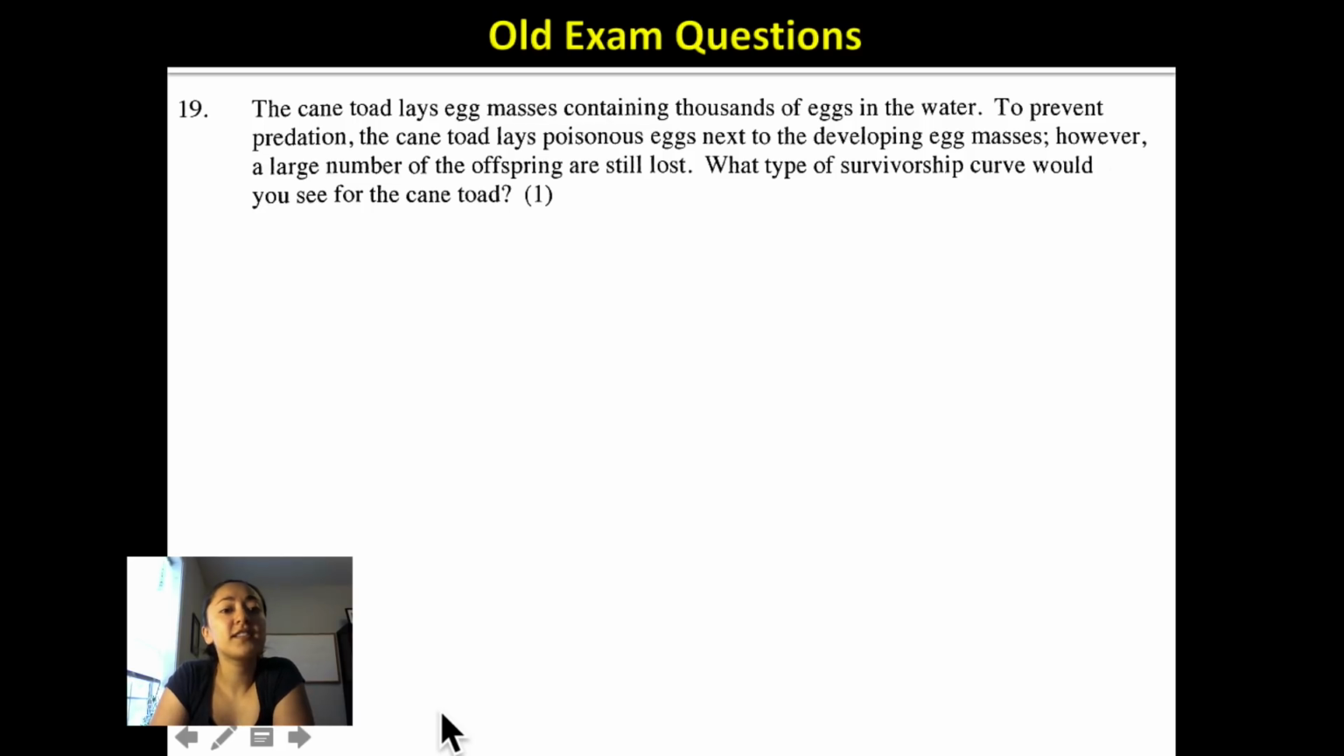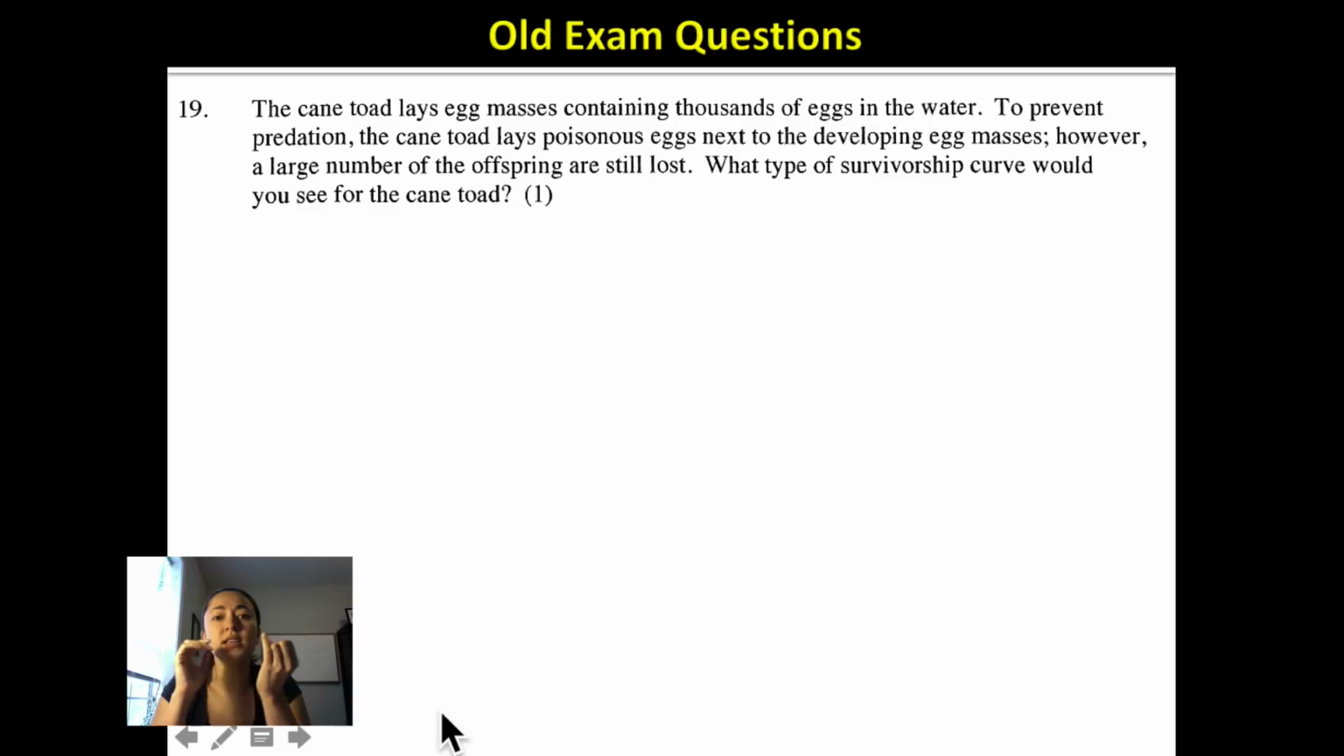The next question says the cane toad lays egg masses containing thousands of eggs in the water. To prevent predation, the cane toad lays poisonous eggs next to the developing egg masses. However, a large number of the offspring are still lost. What type of survivorship curve would you see for the cane toad? So remember, there's only 3 types of survivorship curve: type 1, type 2, or type 3. So which one of those survivorship curves would match the cane toad population?